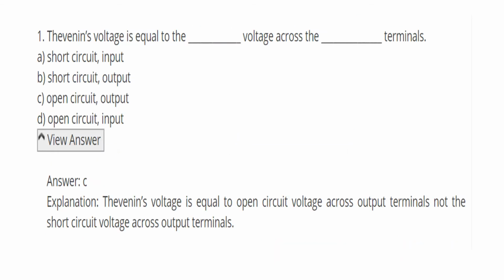Next, Thevenin's voltage is equal to the dash voltage across the dash terminals. Options are A, short circuit, input. B, short circuit, output. C, open circuit, output. D, open circuit, input. Answer is C. Thevenin's voltage is equal to the open circuit voltage across the output terminals, not the short circuit voltage across output terminals.